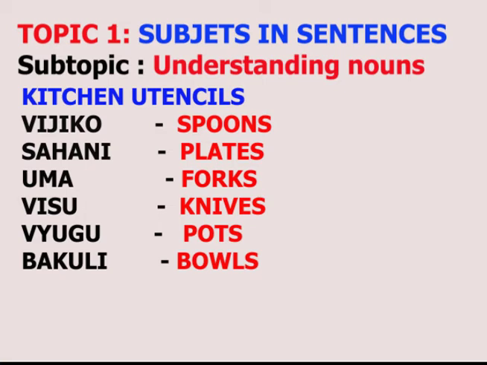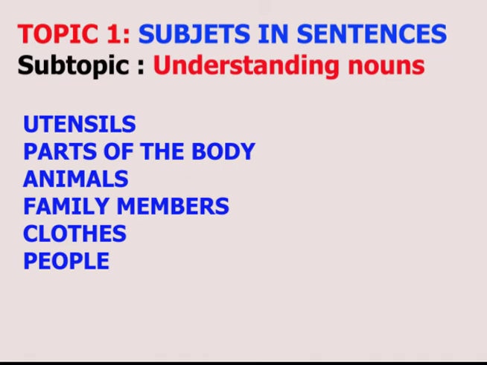Okay, I've talked about names of utensils. I've talked about names of parts of the body. I've talked about names of animals, names of family members. I've also talked about names of clothes, as well as names of people, as examples to show you that nouns are names. Okay, and everything around the world has a name. So why do we have to learn names of various things? Because these various things are what we are using when we talk, what we are naming when we want to interact with each other. We must include names of different things.